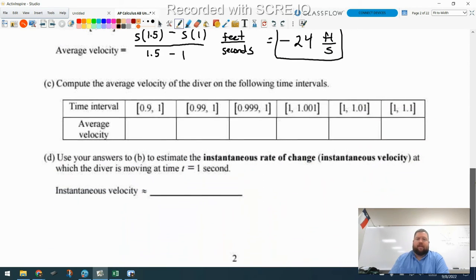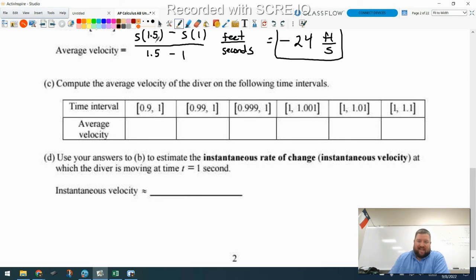All right, now this is going to have us do a table where we do a bunch of average velocities, just like that. And what you can see is that we're letting the time interval get closer and closer and closer to 1 from the left side. And then we're letting the numbers get closer and closer and closer to 1 from the right side. Okay, remember when we did our limits unit. Limits have to equal the same number coming from the left and coming from the right. Same is true for derivatives. They have to be the same value from the left and from the right. And if they are, then we can say the derivative exists and it's equal to whatever that number is.